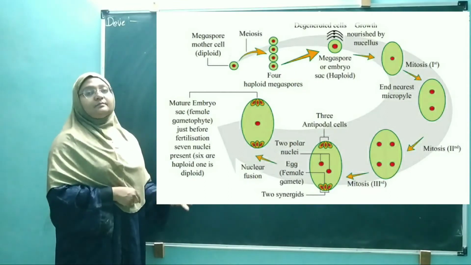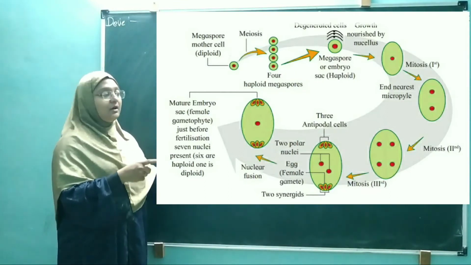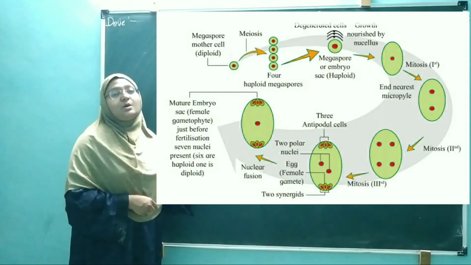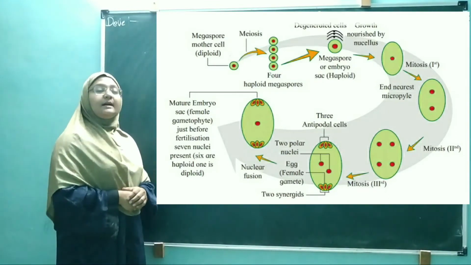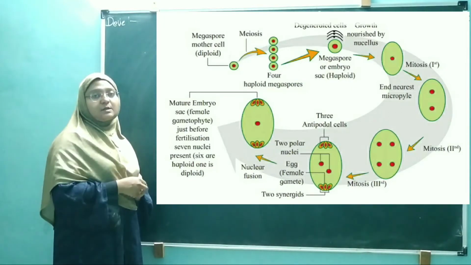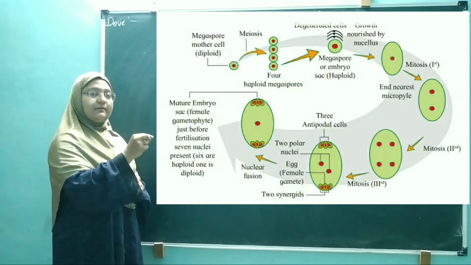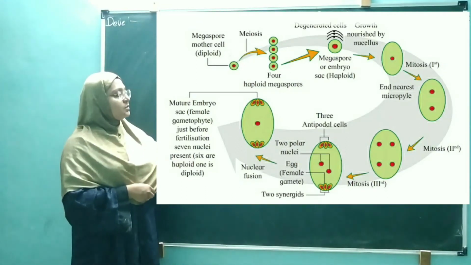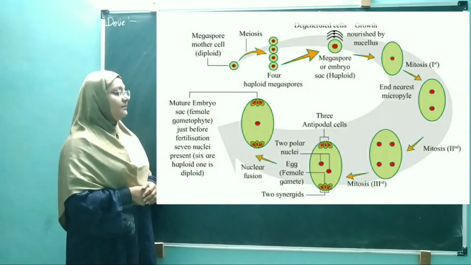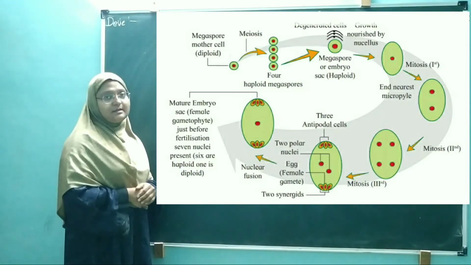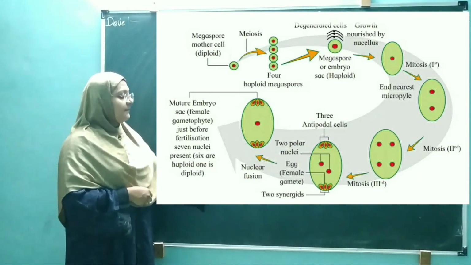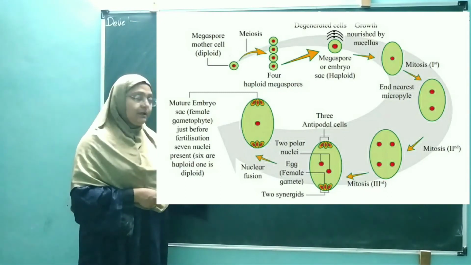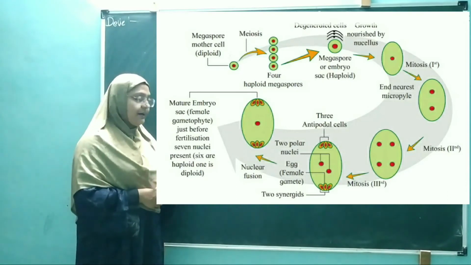After all these nuclei take their positions, cytokinesis occurs. This cytokinesis again occurs inside the functional megaspore. Each nucleus is converted into one cell. So the 3 nuclei which go towards the chalazal end convert into the antipodal cells. And the 3 nuclei going towards the micropylar end are converted into the egg apparatus.